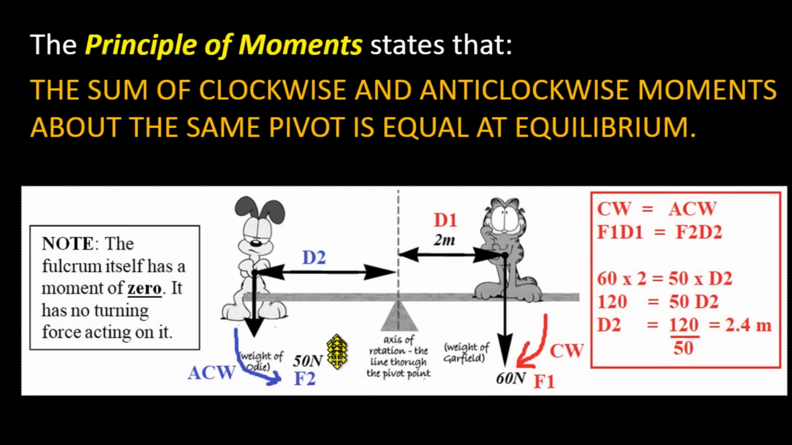Odie's moment is going to be 50 newtons times d2. Because he weighs less, he would have to be a little further from the fulcrum. So 120 is equal to 50 d2, thus d2 is equal to 120 over 50. He would have to be 2.4 meters away in order to balance Garfield. Garfield would be closer to the fulcrum because he is heavier.